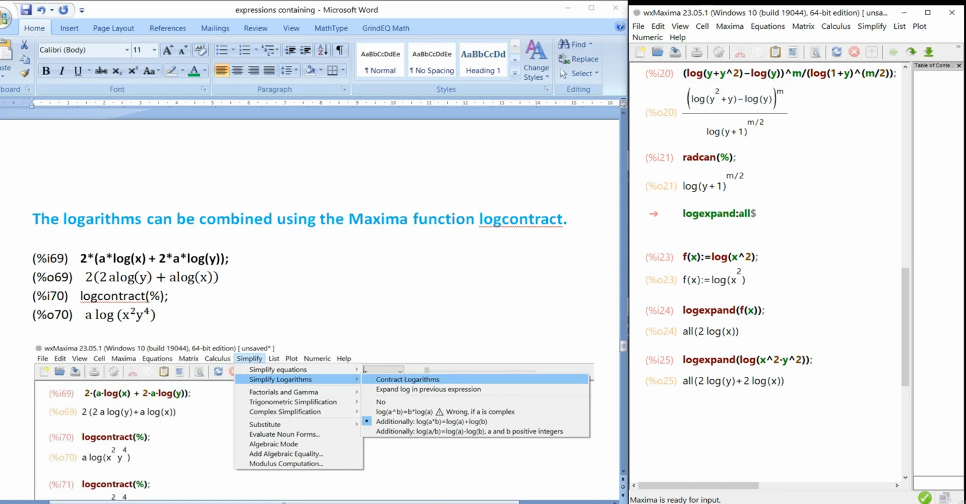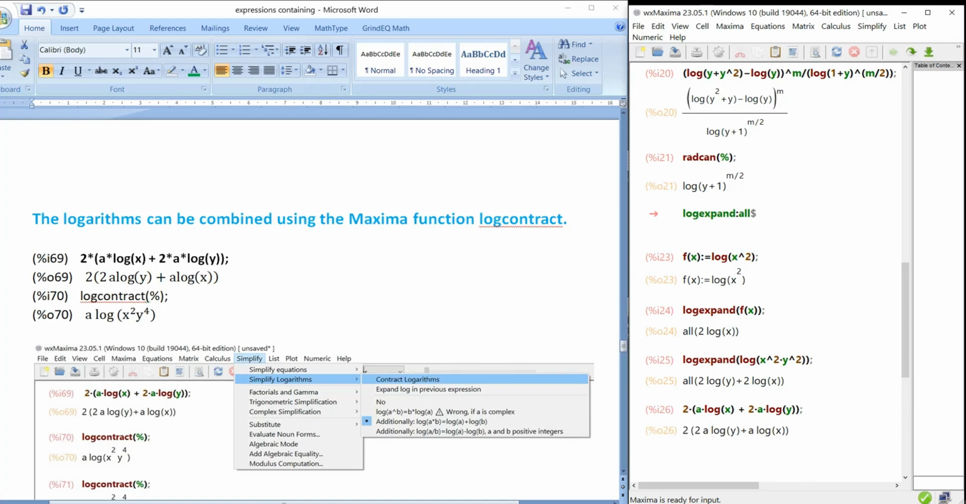Next is the logarithms can be combined using the maxima function. This is the maxima function which we use to combine the logarithms. Log contract, right? Now how to combine? Copy this function, move to next cell. Yes, shift enter.